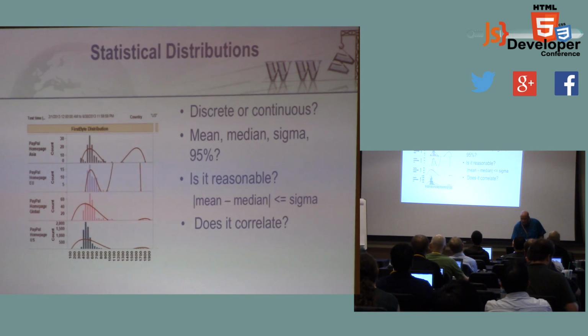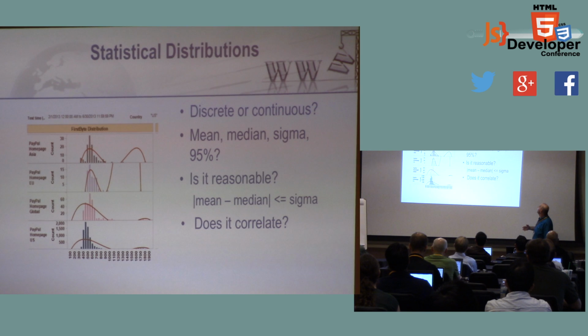All right, statistical distributions. There's just a few questions that we want to ask about this. Are they discrete or continuous? What do we think on the web? Discrete or continuous distributions? Our samples are discrete, right? They can only take on integer values of milliseconds. The mean, the median, and the standard deviation, sigma, the 95th percentile.